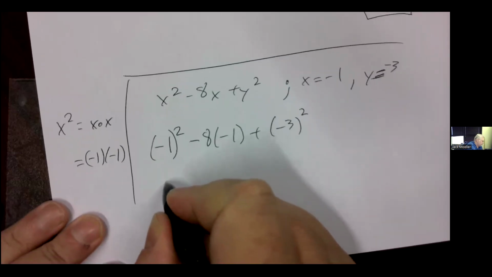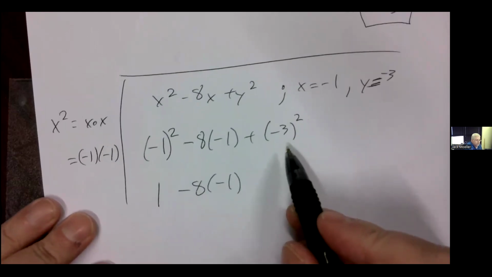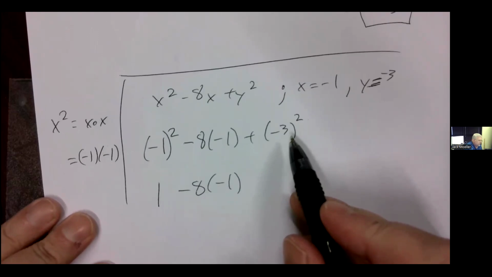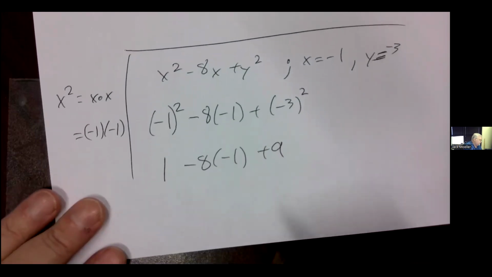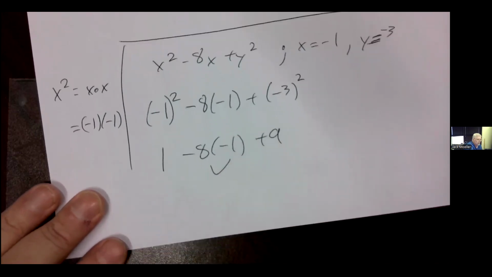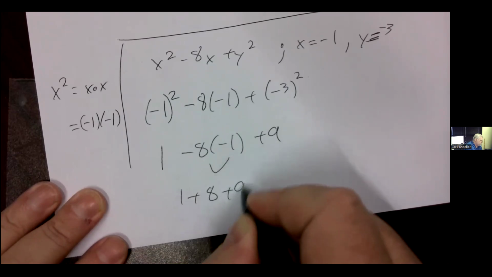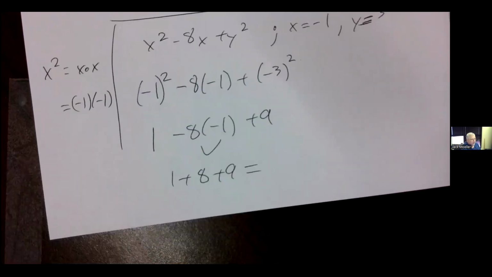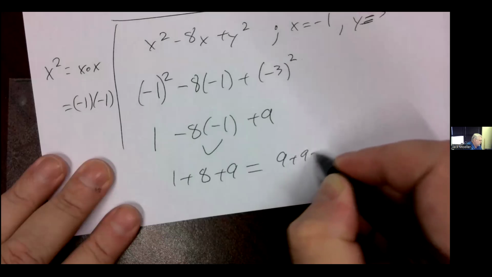-1 squared is +1. And then +3 squared. So -3 squared is 9. So that gives us +9. Then we're done with our exponents. So now we do our multiplication. So -8 times -1 gives us +8. And now finally we're down to just regular addition. So that gives us 9 plus 9 or 18.